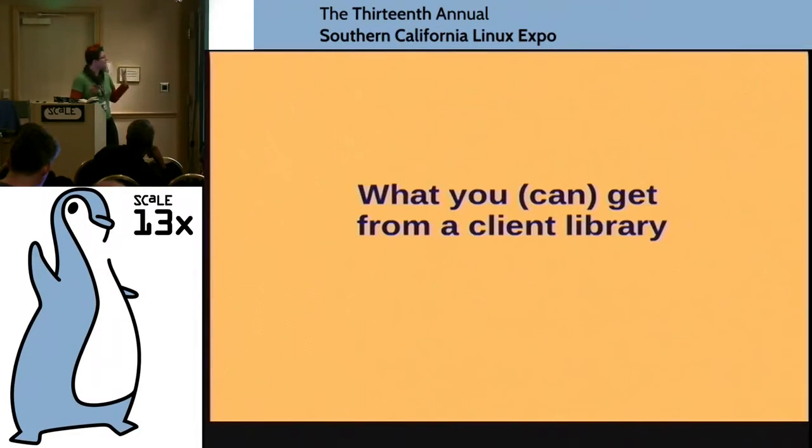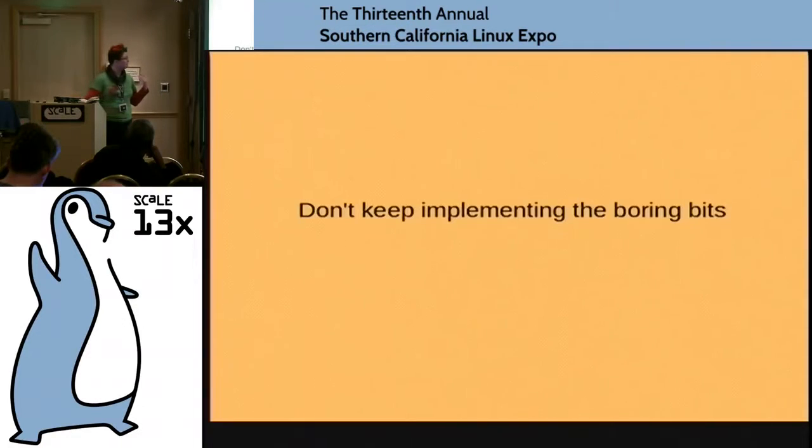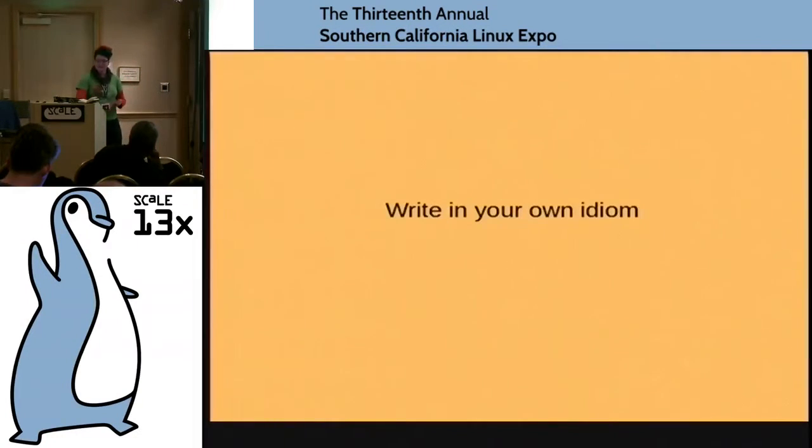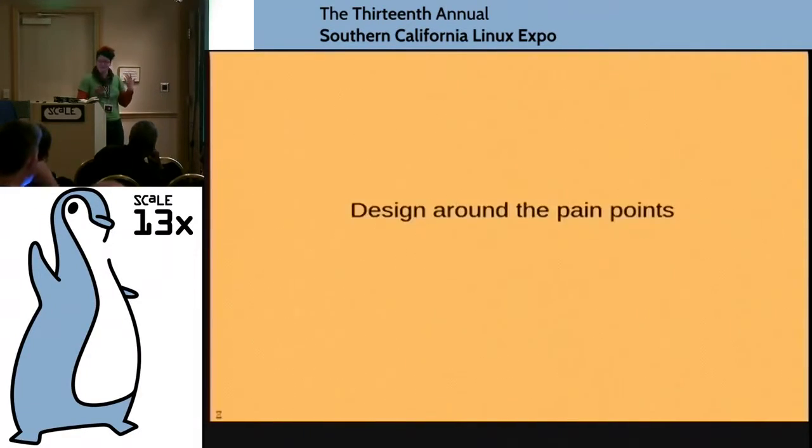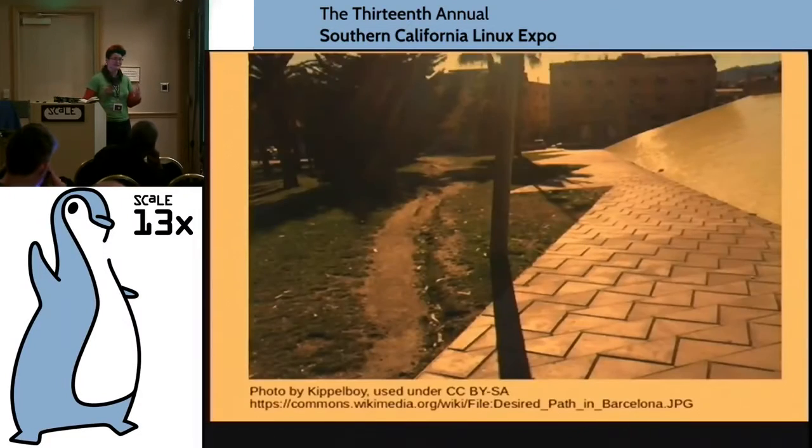So I hope that I've convinced you that you don't necessarily just want to go with the API. A client library can help keep you from implementing the boring bits over and over again. It can make it so that your own code's more readable because you're able to write in your own idiom. It can take you to the level of abstraction that you want and again help with your own code's readability. And it can help you design around the pain points that pretty much every API has.